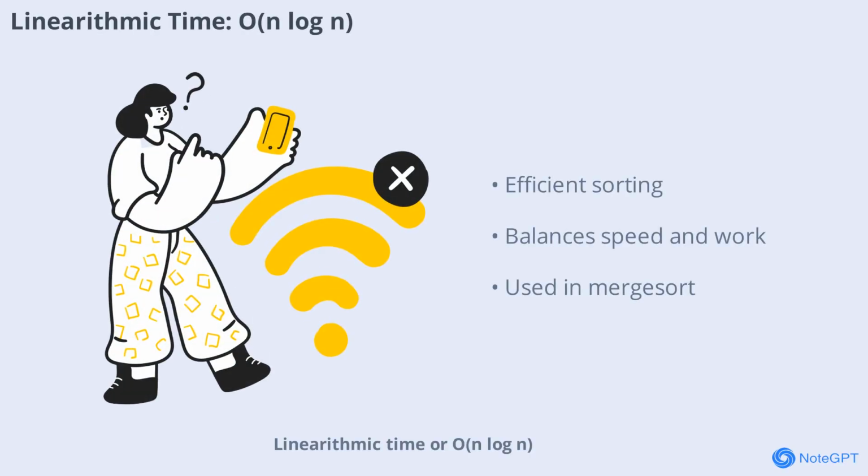Linearithmic time, or O(n log n), is common in efficient sorting algorithms like merge sort and heap sort. Here, the algorithm does a linear amount of work but also divides the problem, leading to the log n factor. This complexity strikes a balance between speed and thoroughness, making it ideal for sorting large datasets efficiently.